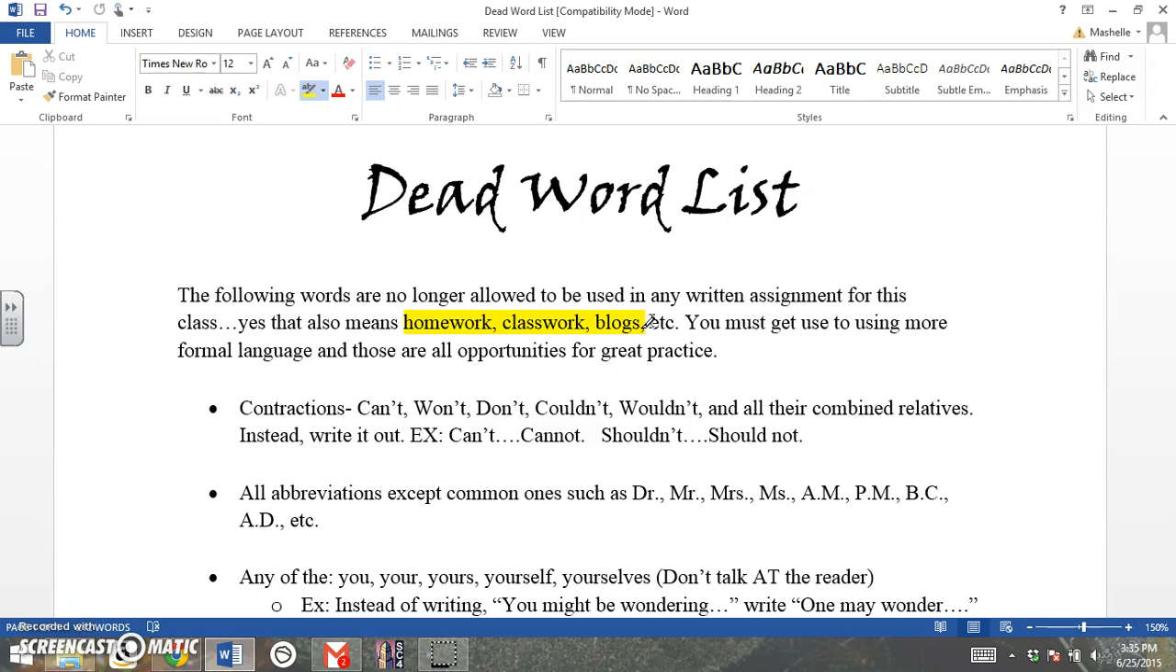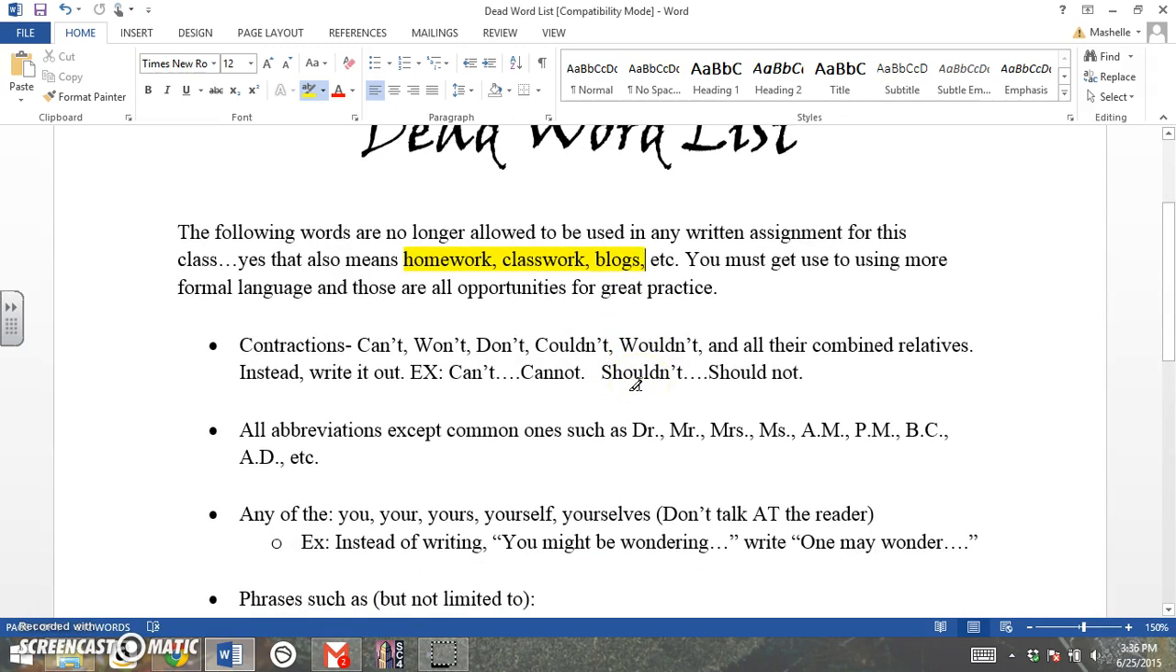Now, grading purposes wise, you are allowed to use 4 of these before I start counting off points. But anytime a fifth dead word is used, it starts to count points. So if you have 5, it's 1 point off. If you have 10, it's 2 points off. Now those points add up, especially at the beginning if you're having problems remembering which dead words you can and can't use.